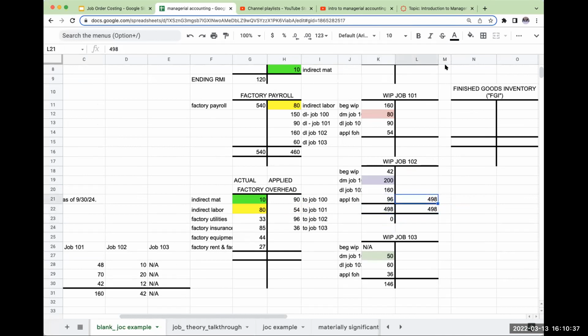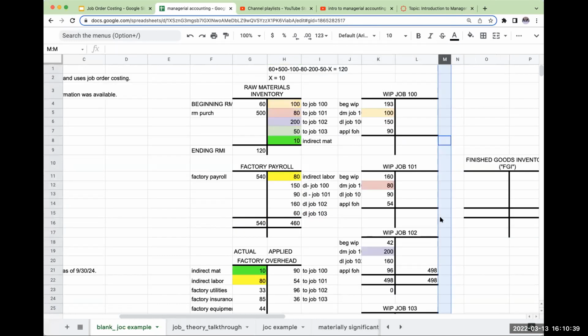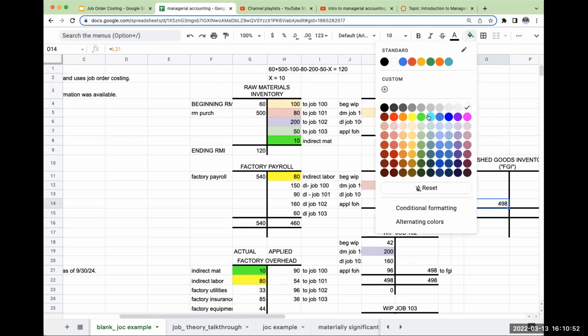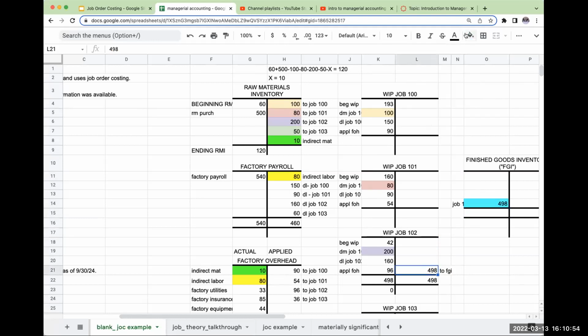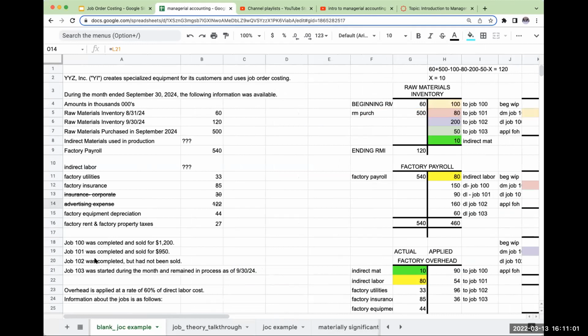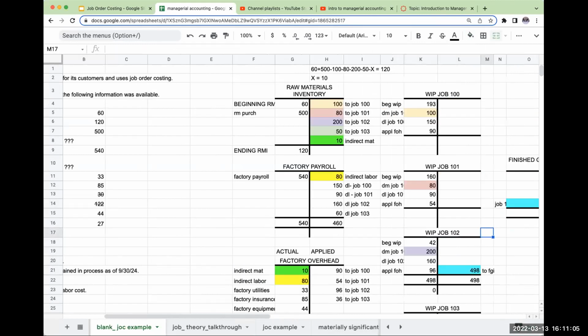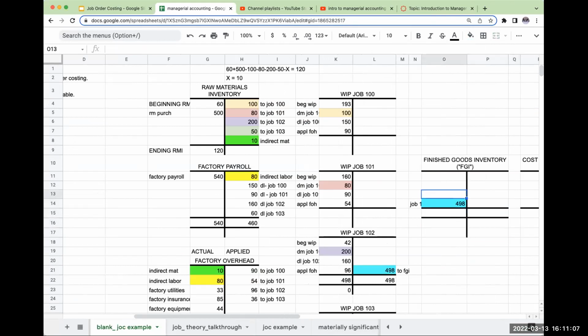But where is this going to go to? This is going to go to finished goods inventory. And this is going to be our job 102. So over here, this is going to our finished goods inventory. We'll create a new bright color right over here. And there we go. All right. So this goes to our finished goods inventory. But do I send it to cost of goods sold? The answer is no, because I have not yet sold it. So it's going to stay over here in finished goods for now.